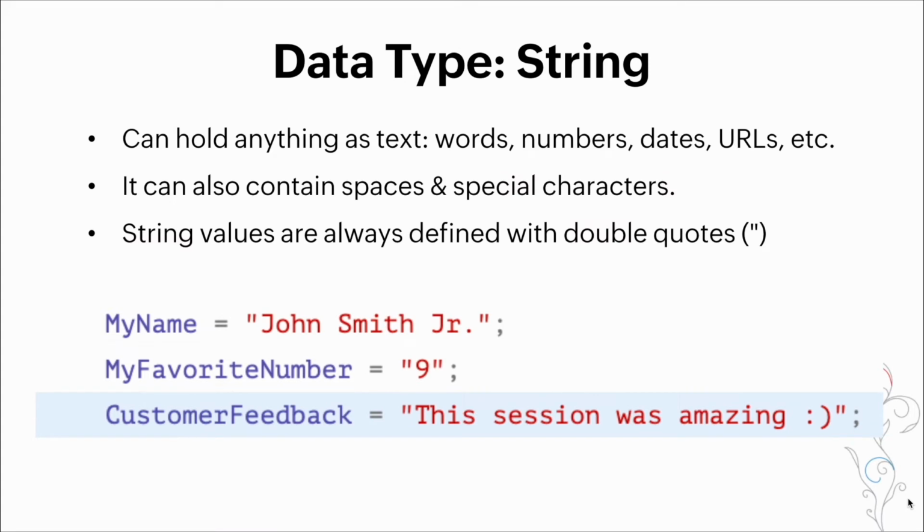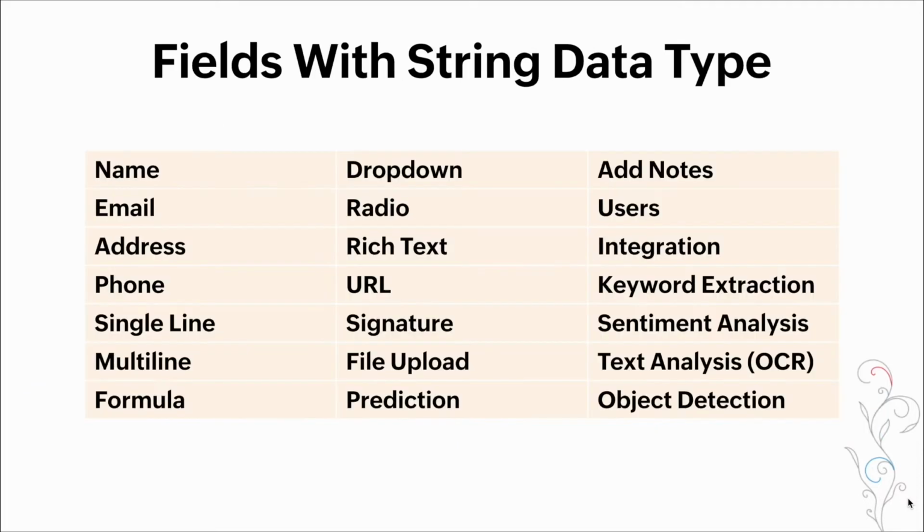Here's some examples of the data type string. It can hold anything as text like words, numbers, dates, URLs. It can also contain spaces and special characters. These string data types are always defined with double quotes, as shown in the example below. Here are some fields with string data types: names, emails, address, phone, single line, and others.